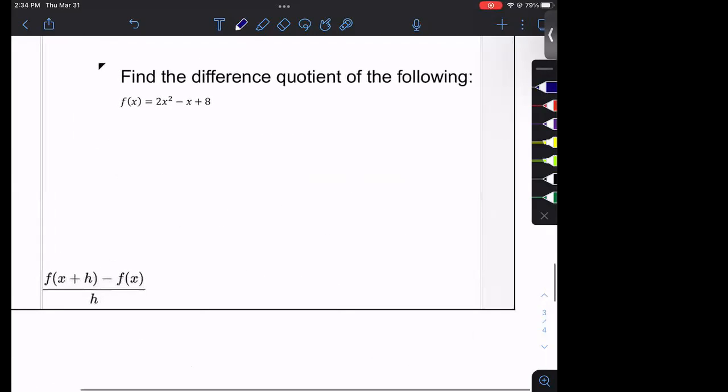At this point, I would like you to pause the video and find the difference quotient of this parabola here. All right, so hopefully you have already found your difference quotient. So we're going to work through this one here. Going to probably go a little faster than the last one because you should already have this completed.